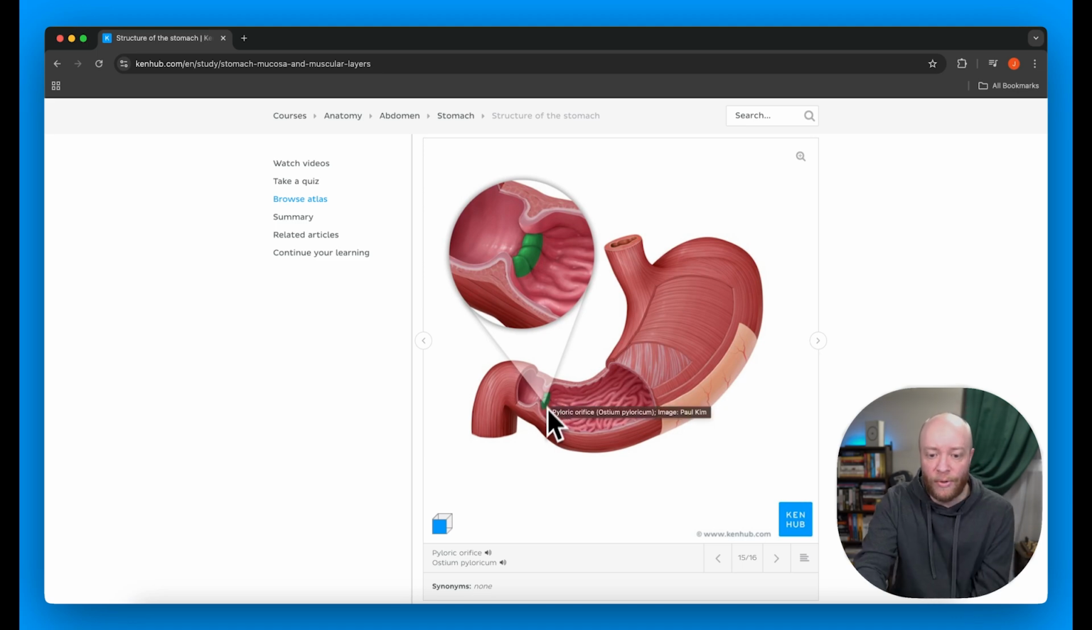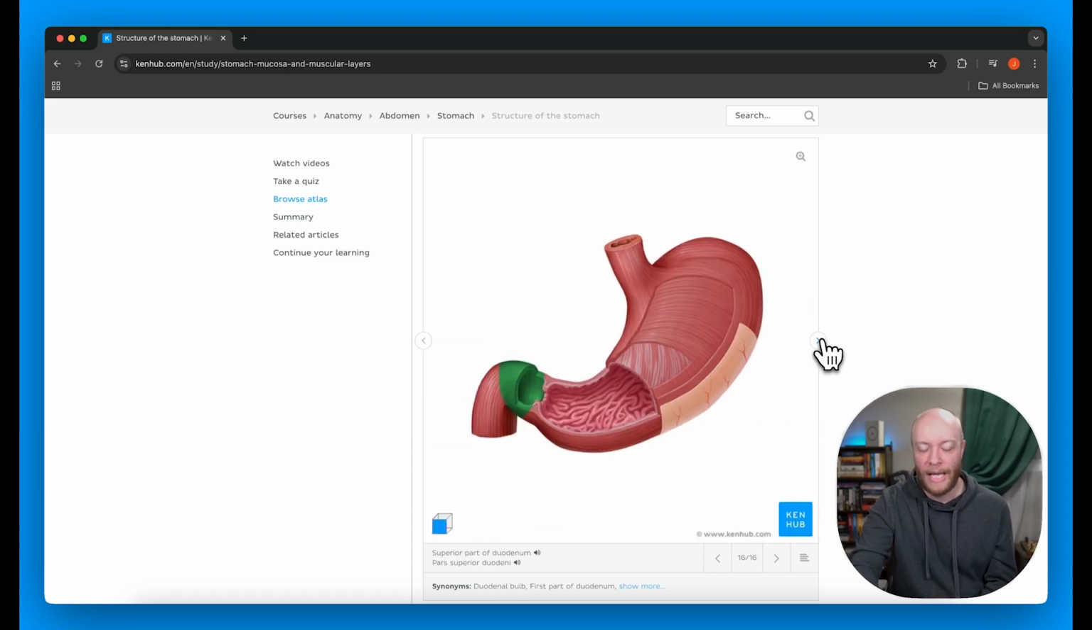Right here, you can see the pyloric orifice. This is just leading into that sphincter, so we're ramping up to it. Because if you remember, we had the antrum, then the pyloric canal, then it turns into the pyloric orifice, which is the surface meeting the actual sphincter as it's going towards the small intestine. So that's the pyloric orifice. And then we meet the duodenum.